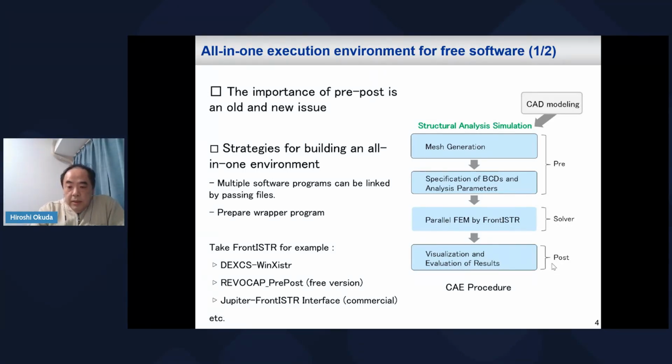But since finite element solvers are so fast and well developed, and very suitable for parallel machines, perhaps over 90 or 95% of the total time is consumed in the pre-processing, including the CAD modeling, throughout the CAE procedures. And always, the importance of pre-processing and post-processing is an old and new issue.